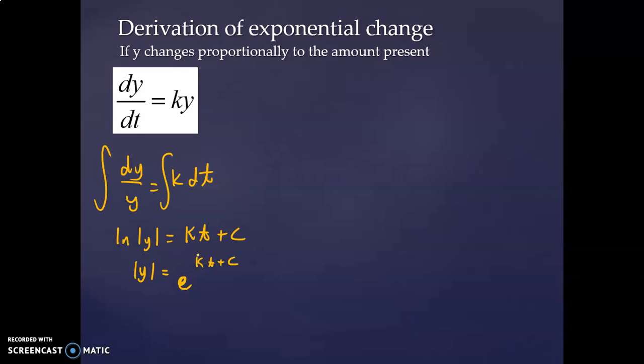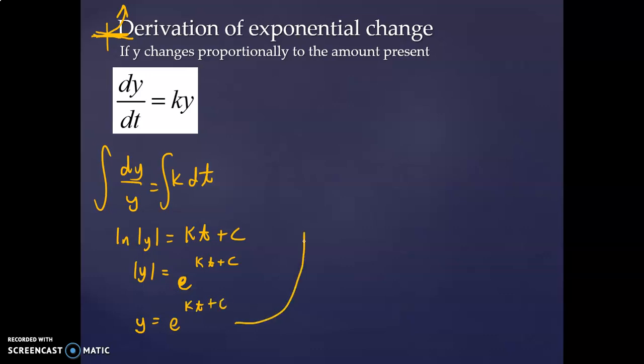Now, e to the anything, it doesn't matter if the exponent's positive or negative, if your base is positive, then this value is positive. If you think about the graph of an exponential, the graph of an exponential never crosses the x-axis. So the graph of an exponential is always positive. So I don't need this absolute value. y is already going to be positive, so we don't need to worry about that.